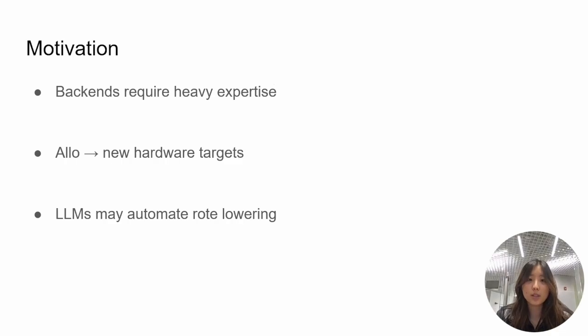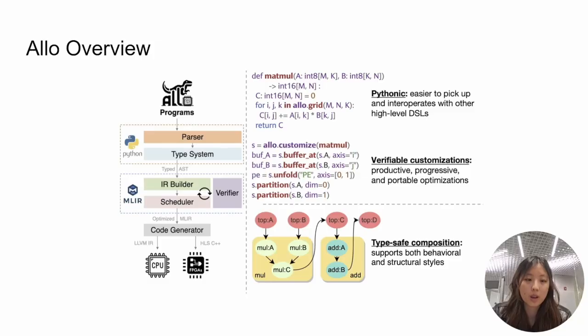Building compiler backends for accelerator DSLs is extremely costly, and Allo needs flexible, portable backends to target new hardware. Something we're interested in is the question: can LLMs automate the pattern matching aspects of backend construction? Let's start with an overview of Allo.